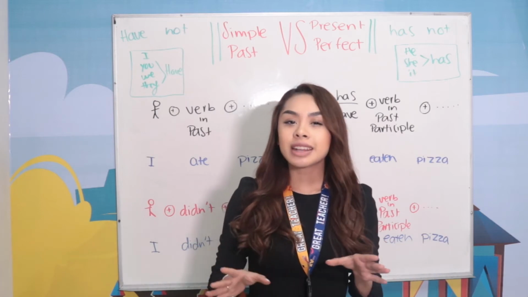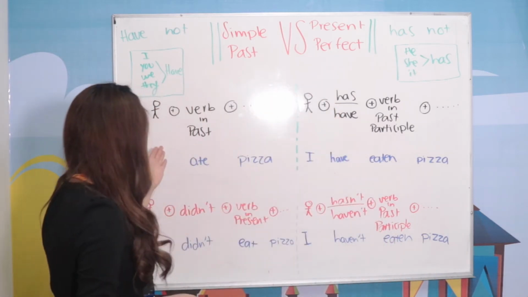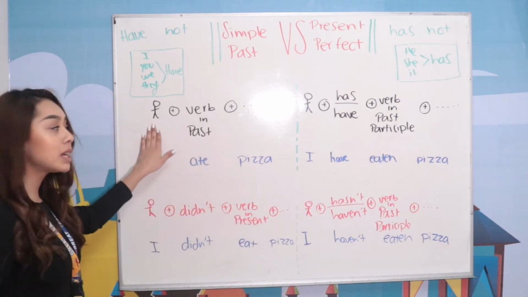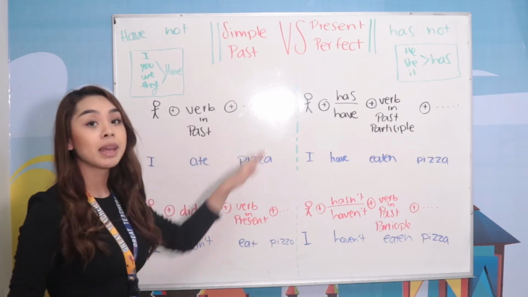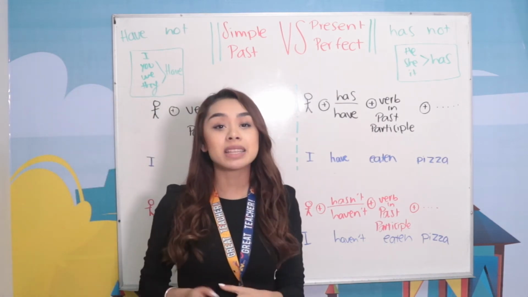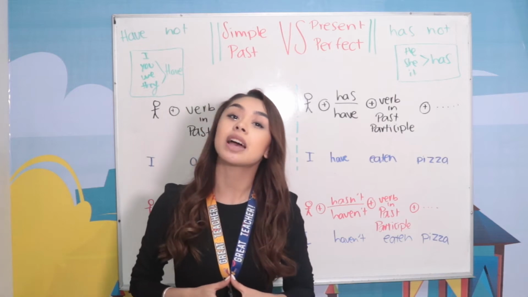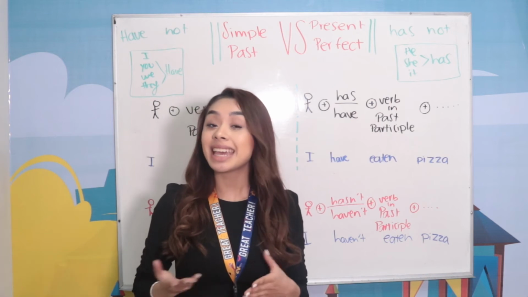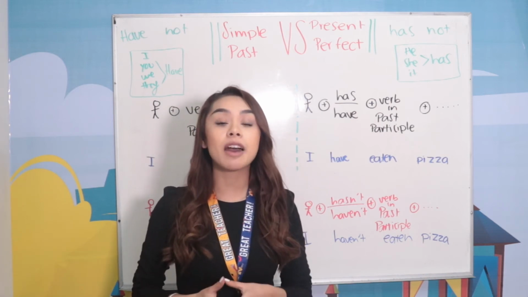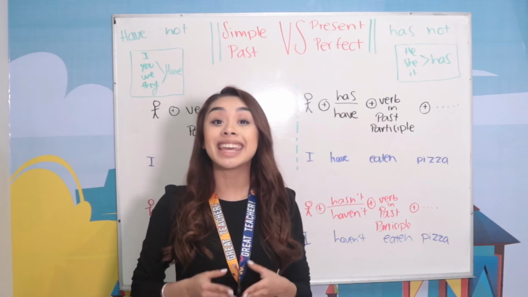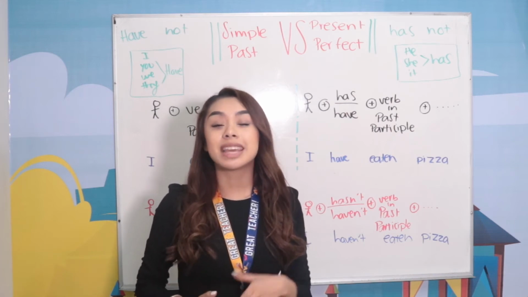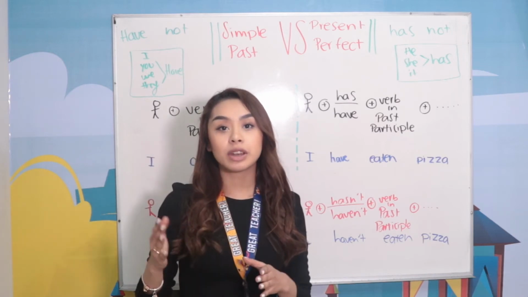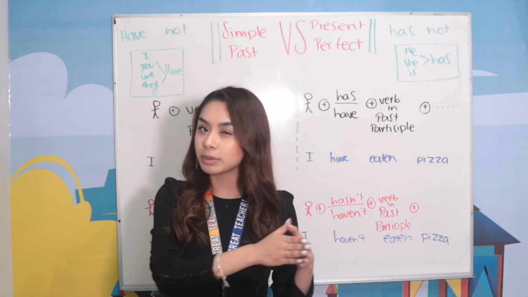First of all, let's start seeing the structure. Here we have the structure of simple past: subject, verb in past, and a complement. Just remember that in simple past we have two different kinds of verbs. We have regular verbs, that are the ones that end in -ed, and then we have the other ones that are called irregular verbs. These ones change, so you must have a list of verbs so you can look at the difference between the regular and irregular verbs.